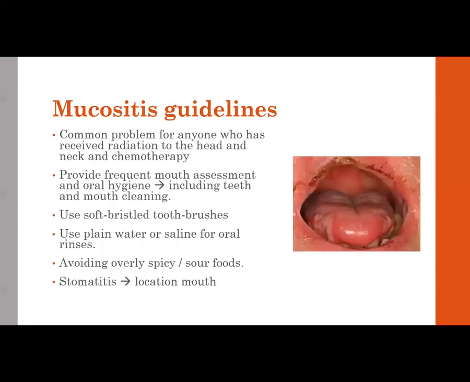So mucositis. Mucositis is just inflammation of the mucosa. Stomatitis is when it is located in the mouth. It's a common problem for anyone who has received radiation to the head and neck, as well as chemotherapy. So you want to provide frequent mouth assessment and oral hygiene. This includes teeth and mouth cleaning. You want to make sure you're using mouthwashes, but you don't want to use alcohol-based mouthwashes. It's better to use plain water or saline for oral rinses. You want to use soft-bristled toothbrushes and avoid overly spicy or sour foods. And like I said, stomatitis is the one that's located in the mouth.